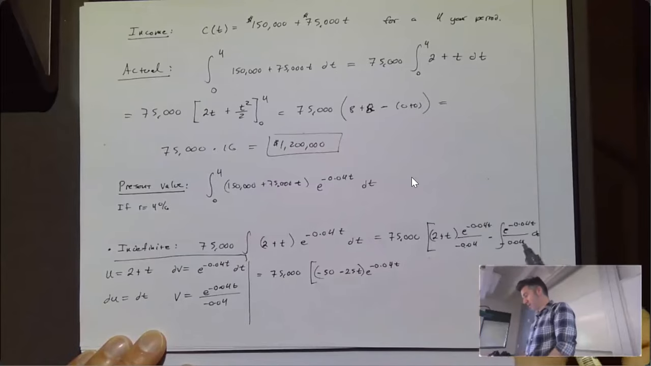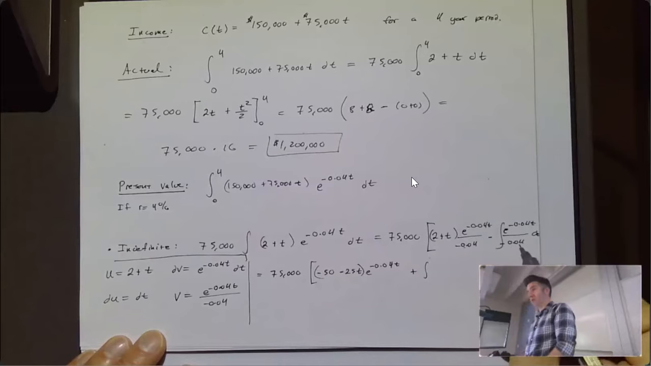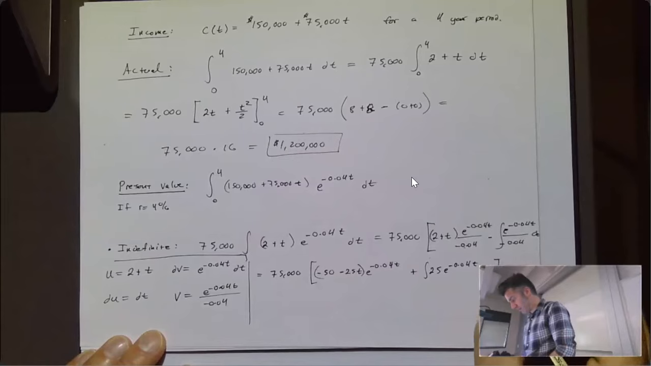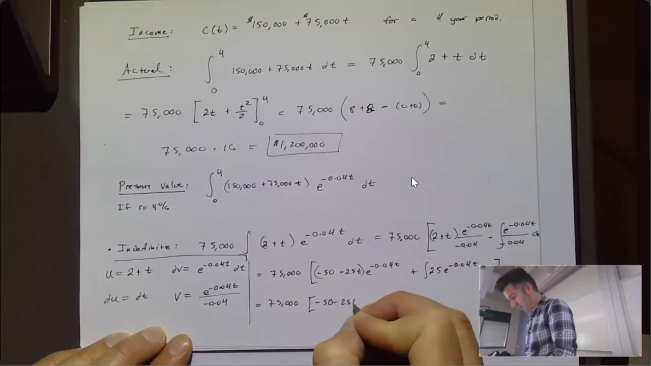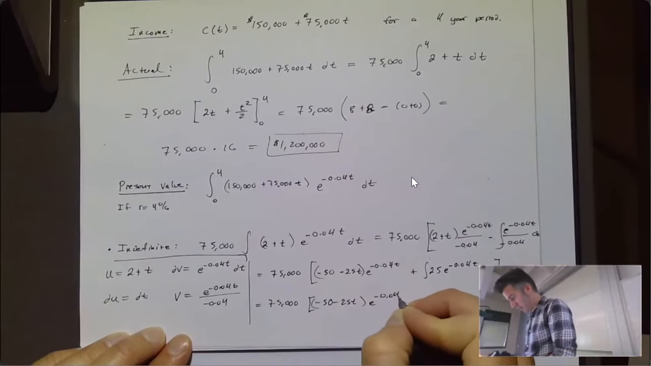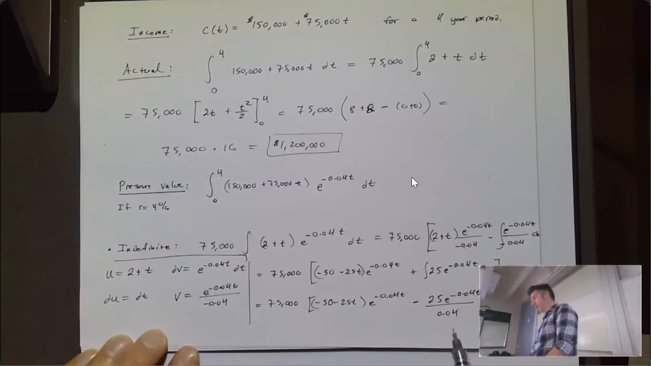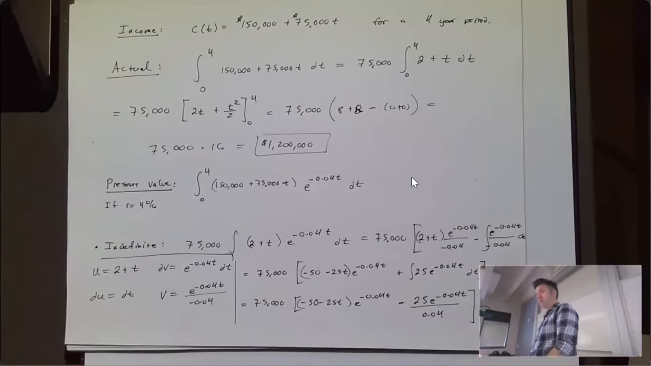And then we're going to do the integral of this. So I'm going to get plus the integral of, well, again, dividing by 0.04 is really like multiplying by 25. So it's really 25 e to the -0.04t. So then we're going to get 75,000 times -50 minus 25t times e to the -0.04t. And then the integral of this is going to be minus 25 e to the -0.04t divided by 0.04. Or I really should have said plus 25 e to the -0.04t divided by -0.04, but I pulled the minus sign out front. Okay, so that's our integral.